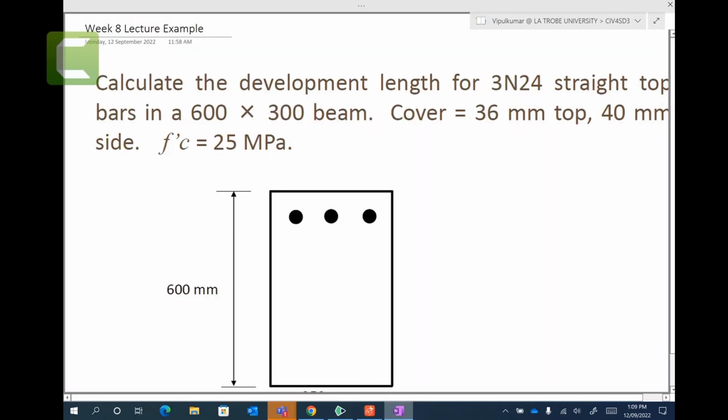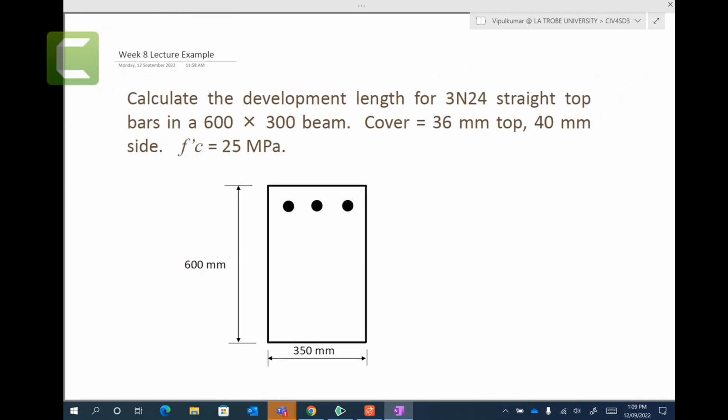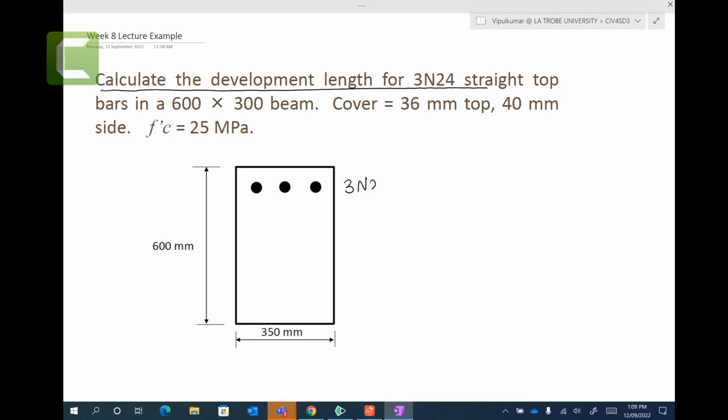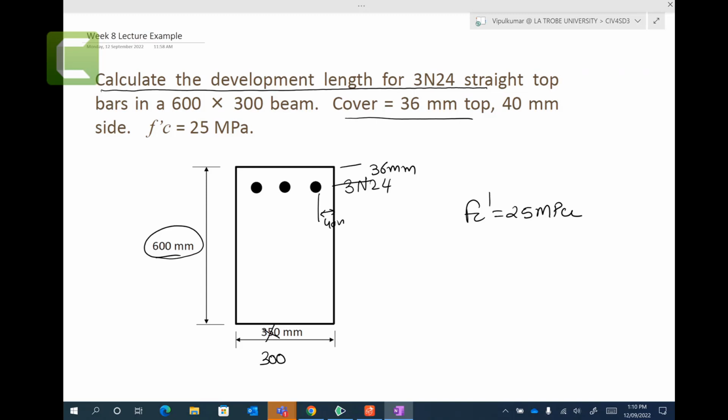All right. So calculate the development length for 3N24 straight top bars. So you have 3N24 straight top bars, the section is 600 millimeters by 300. Sorry, this one is 300 millimeters. Correct it. The cover is 36 millimeter on the top. So you have cover here 36 millimeter top, 40 millimeter on the side, 40 millimeter side. f'c is given as 25 megapascals. Right, so those details are given. We need to calculate the development length.